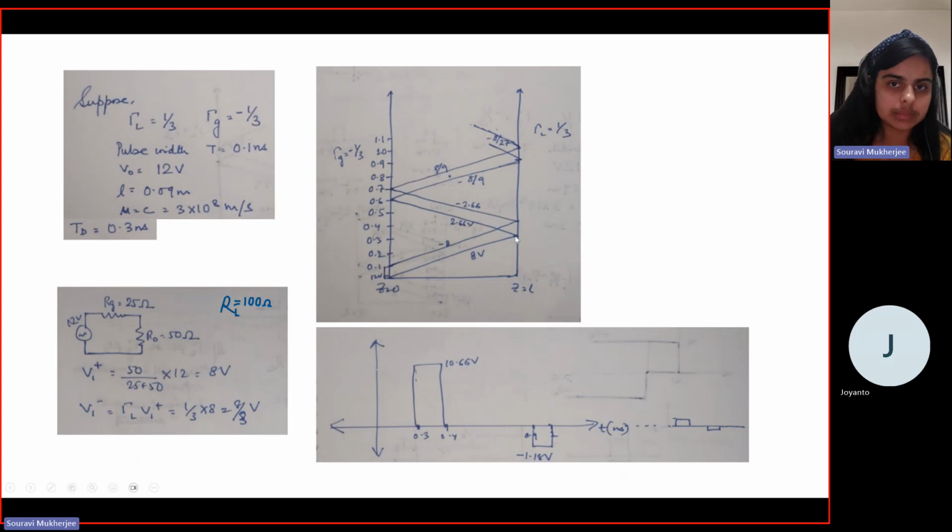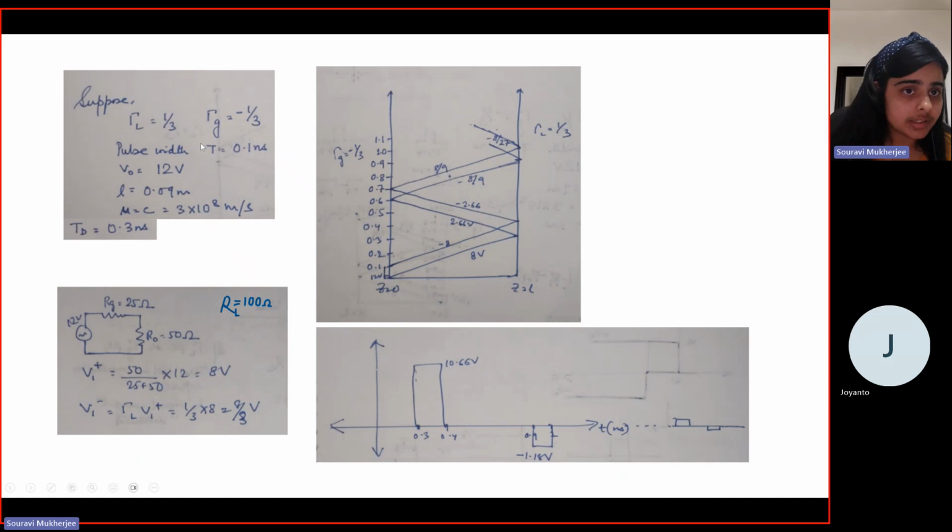Once it reaches there, there will be a reflection from there. How much will be the reflection? The reflection will be given as gamma L into V1 plus, which is 8 by 3 volt, that is equal to 2.66 volt. This reflection will again transmit back to the source end, taking 0.3 nanosecond. So at 0.6 nanosecond, this reflection will reach the source end, and the value of the voltage is 2.66 volt. This is for the signal that started at t equal to 0.